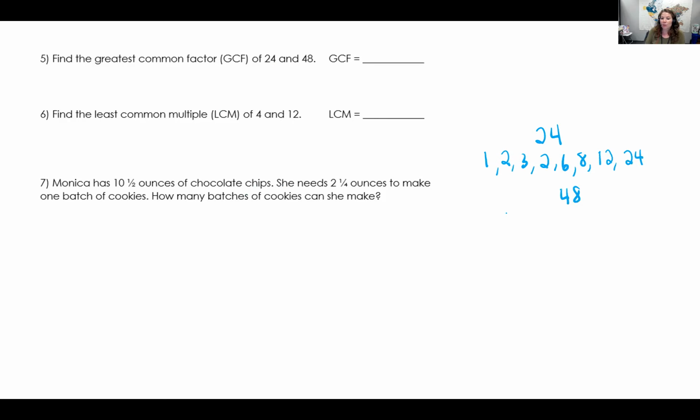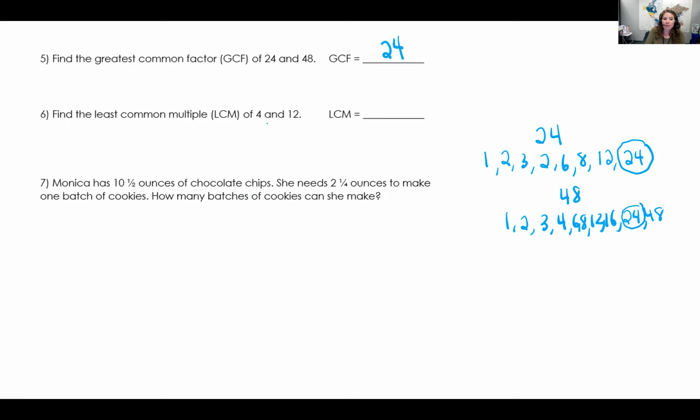48. I know that 1 times 48 is 48. I know that 2 times 24 is 48. I know that 3 times 16 is 48. I know that 4 and 12. And I know that 6 and 8. So I think we got them all. All right, so what do you see that repeats in both? There's a 24 and there's a 24. The greatest common factor is 24.